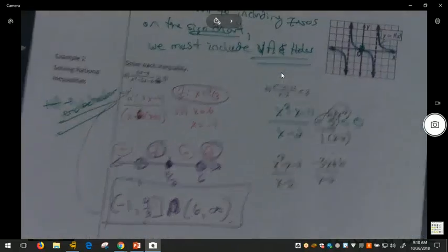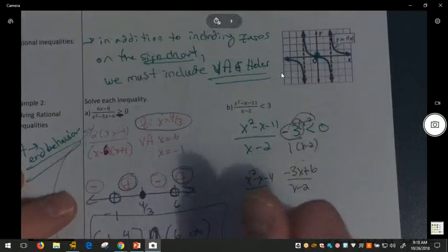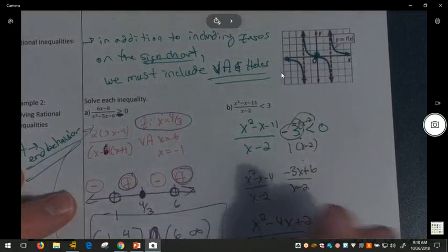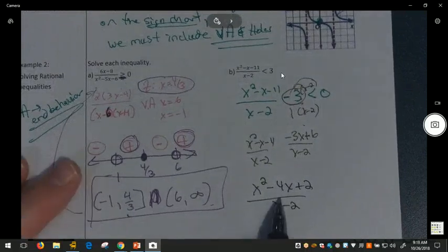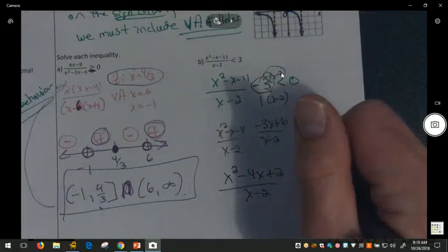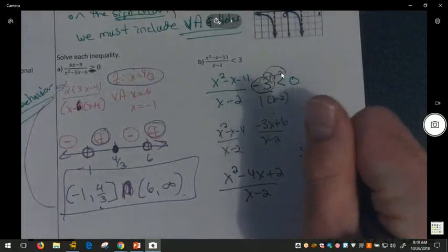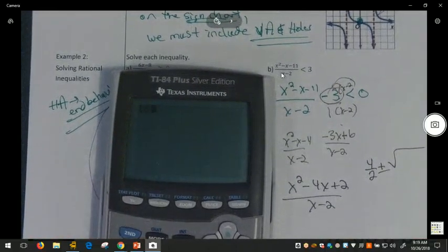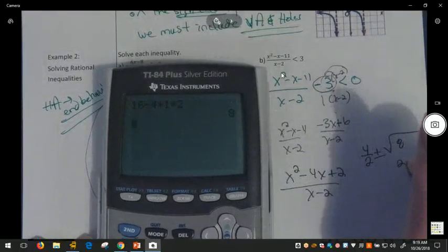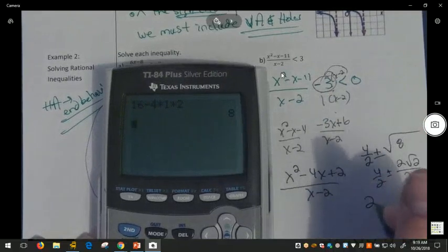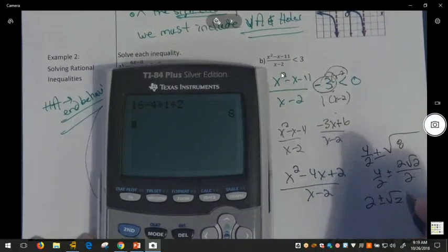So now that they have the same denominator, I can combine them. So I have x squared minus 4x plus 2 all over x minus 2. We can find our zeros from this function. We probably will have to use the quadratic formula. So opposite of 4 over 2 plus or minus the square root of b squared minus 4 times a times c is 8. So that'll be 2 square roots of 2, also over 2. So this will be 2 plus or minus the square root of 2.